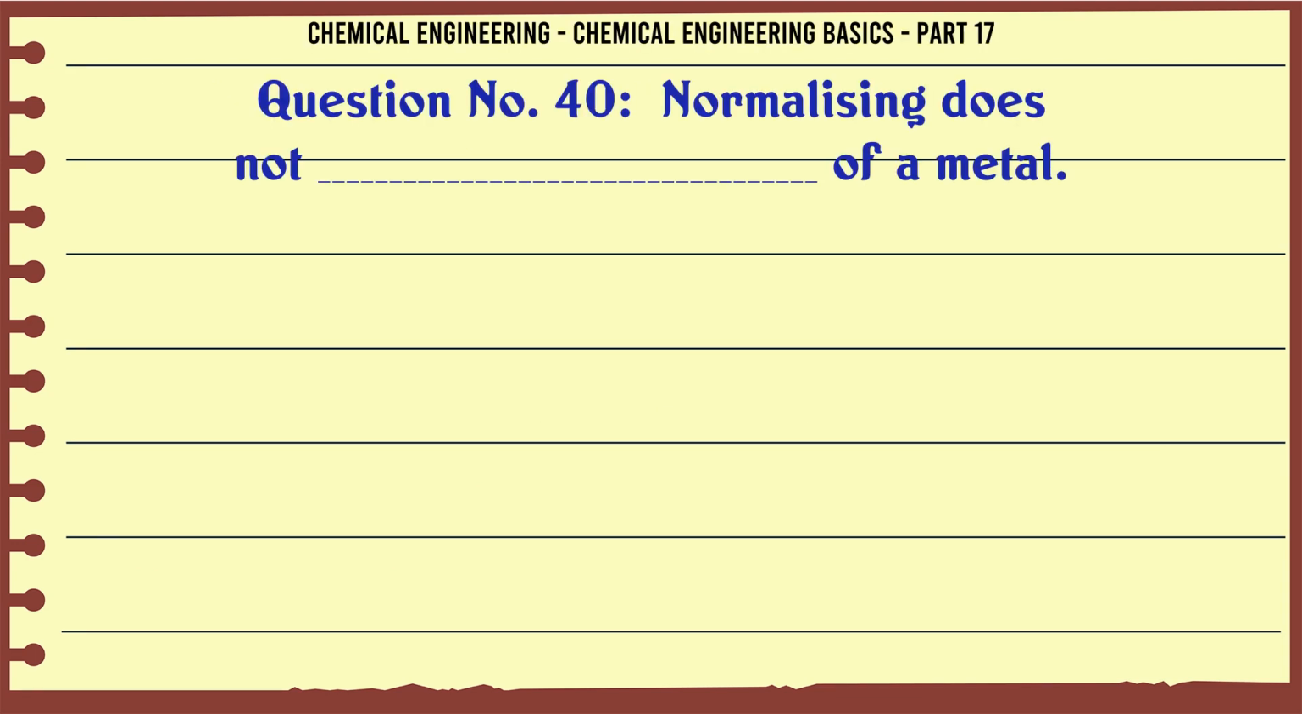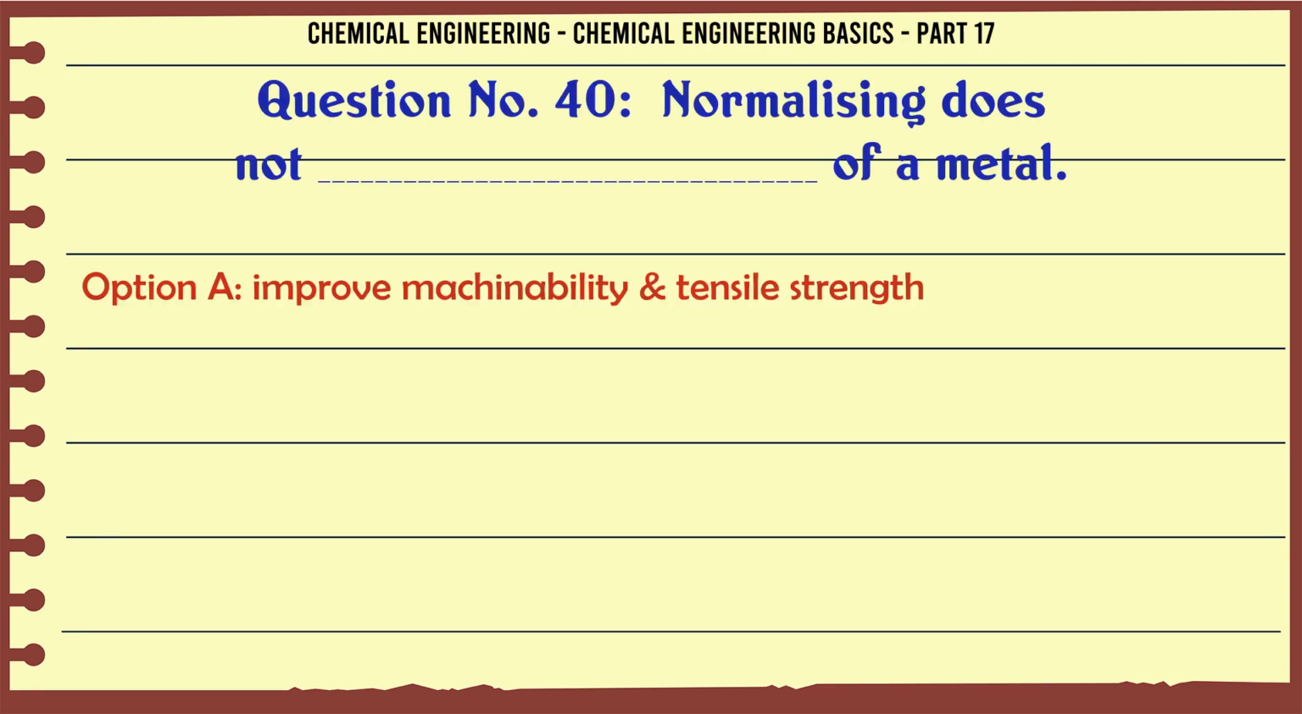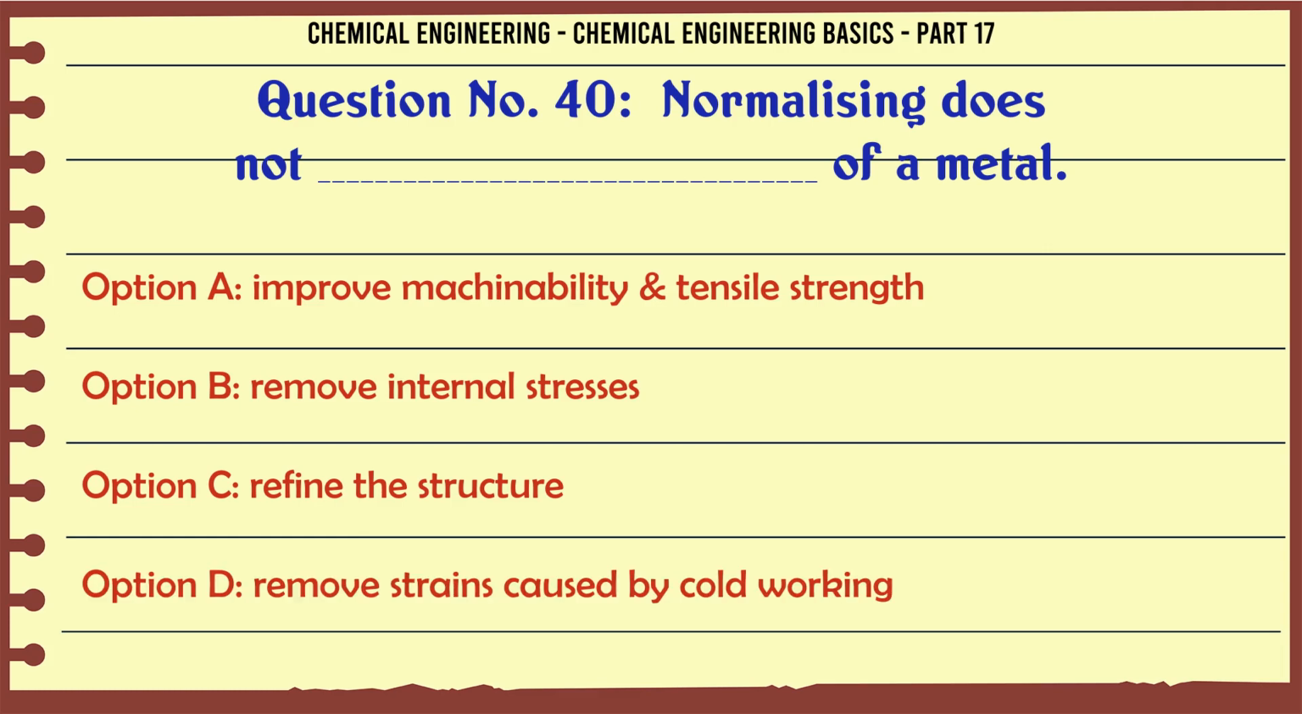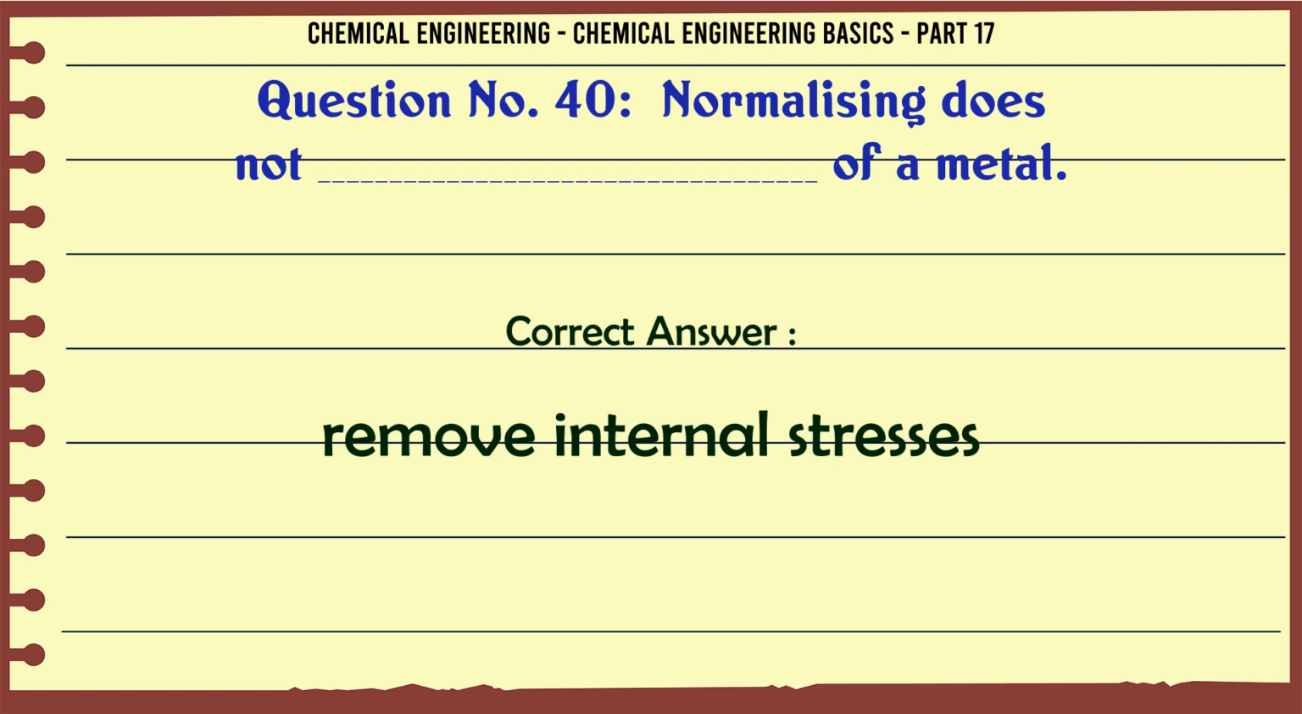Normalizing does not offer metal A. improve machinability tensile strength. B. remove internal stresses. C. refine the structure. D. remove strains caused by cold working. The correct answer is remove internal stresses.